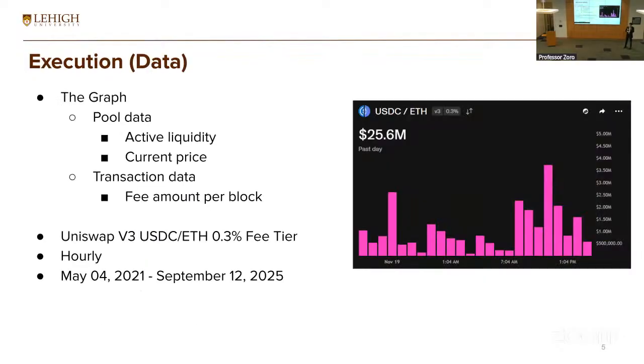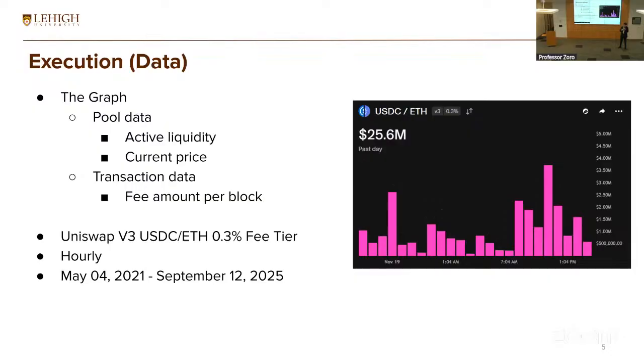So in terms of some actual data, there's a database called The Graph, which has a large amount of blockchain data, specifically for Uniswap. So I pulled in all of our active liquidity data. So basically, how much liquidity is active at that time. Say I deposit $100,000. How much will I be paid out based on that amount of active liquidity?